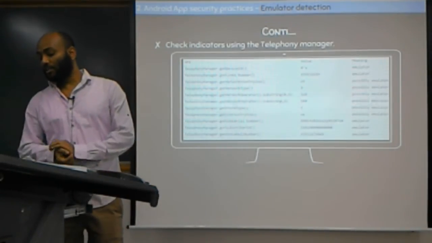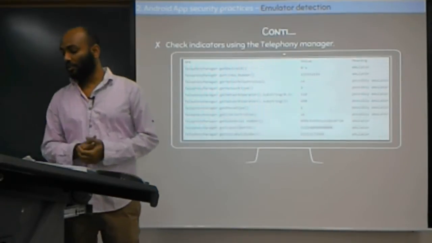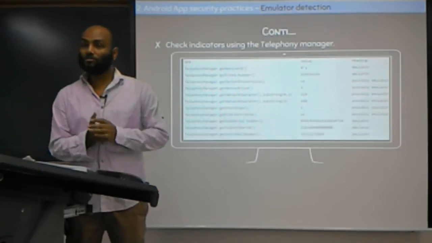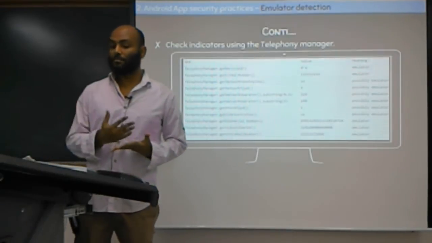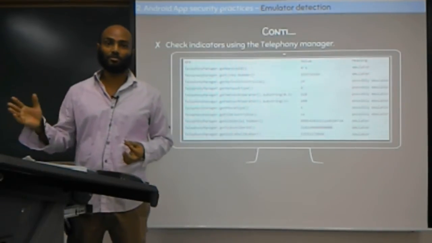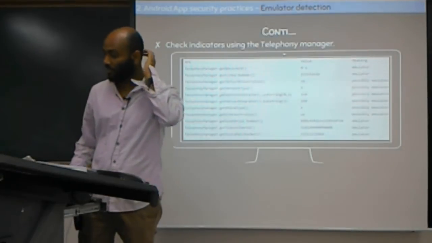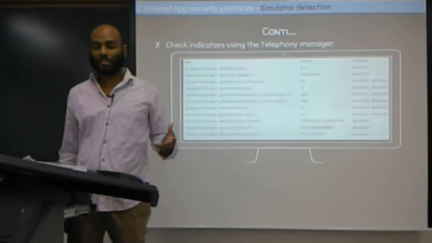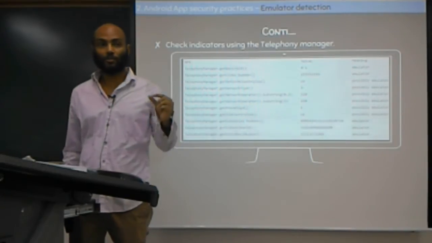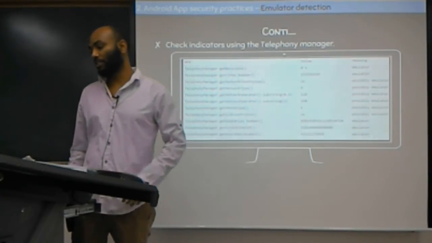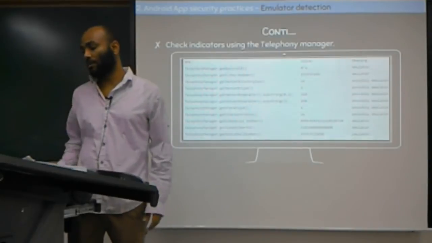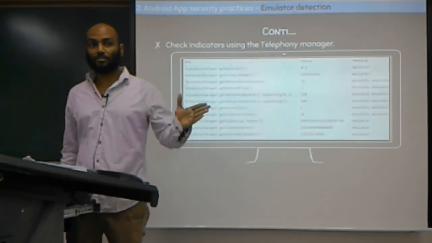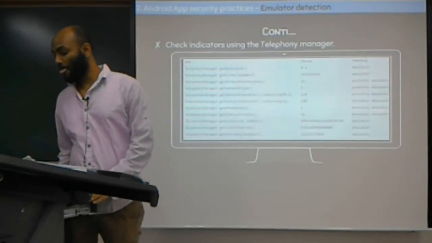The telephony manager returns the device ID, that is the IMEI number, and other values. Based on the returned value, if the IMEI number is all zeros, you can say that the device is an emulator. Certified devices have their own unique device ID, so checking this ID can also be used to distinguish a real device from an emulator.